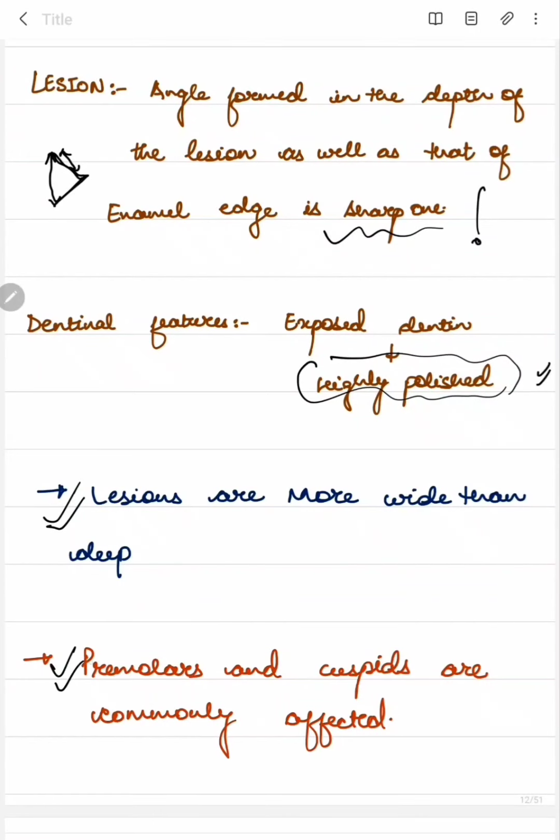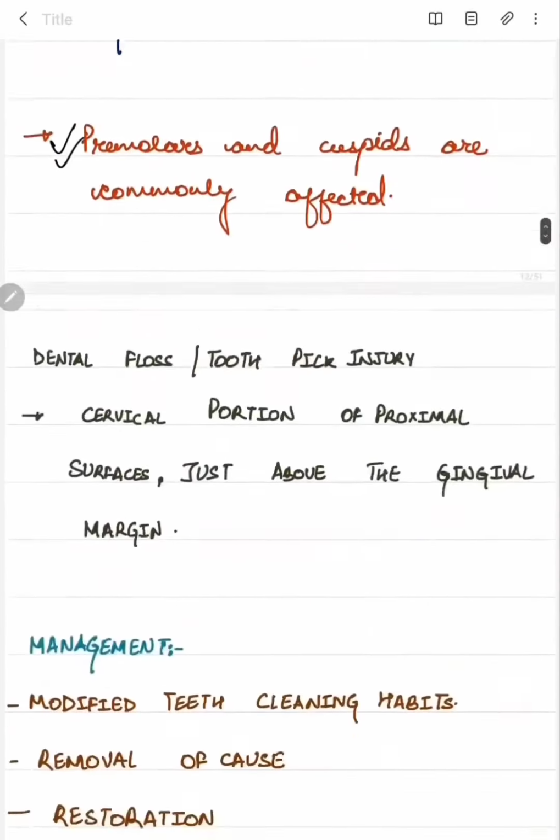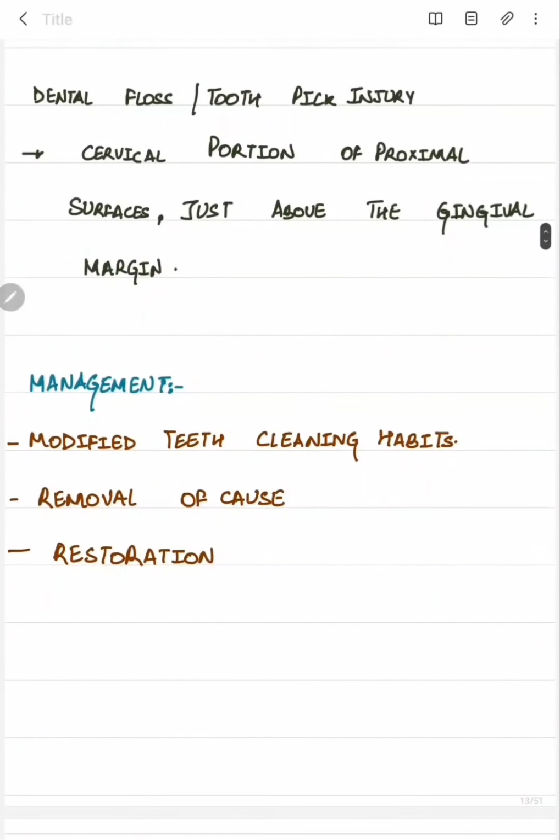Premolars and cuspids are more commonly affected, right? Now the dental floss or toothpick injury. As we know, abrasion is not only caused by toothbrush injury, it can also be caused by any of the reasons such as dental floss or toothpick or habitual pipe smoking or opening of the bobby pins. So the clinical pictures of abrasion vary a lot, right?